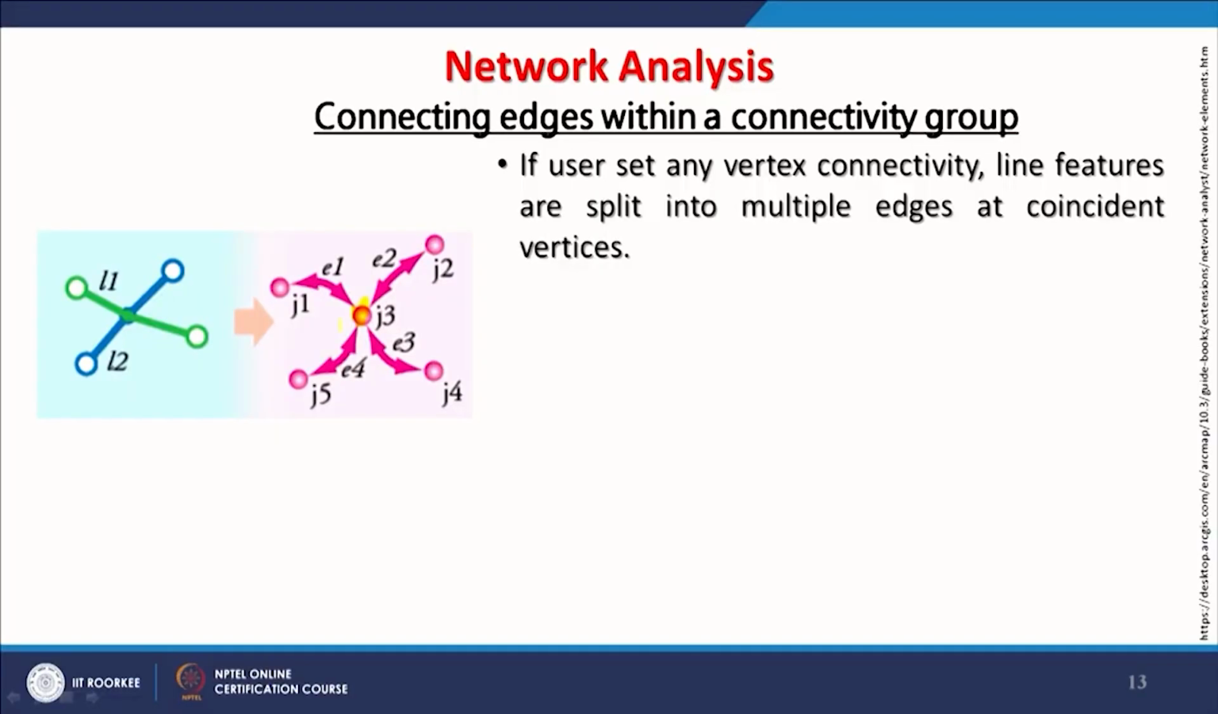Now, further, if the user sets any vertex connectivity, like here, in the previous example we have not seen junction 3. Now, when it is connectivity, it is split into multiple edges at coincident vertices. So, once a junction has been created, these are split.